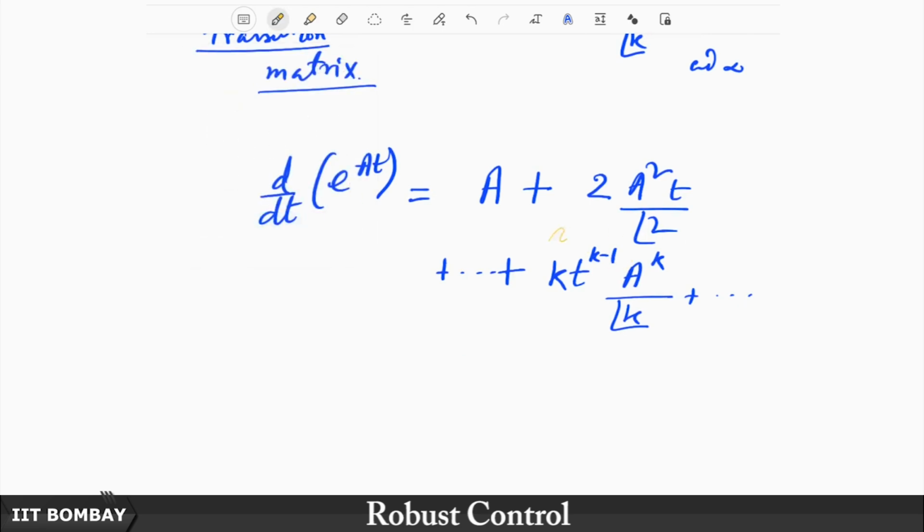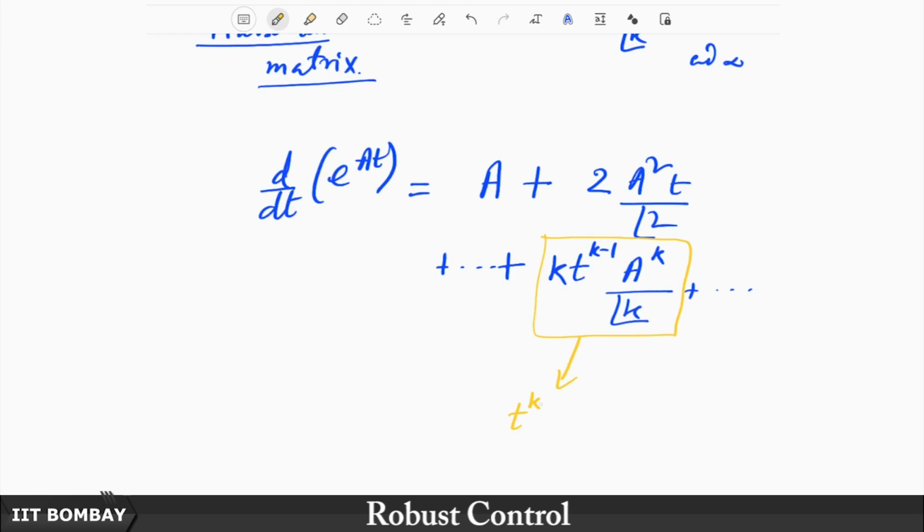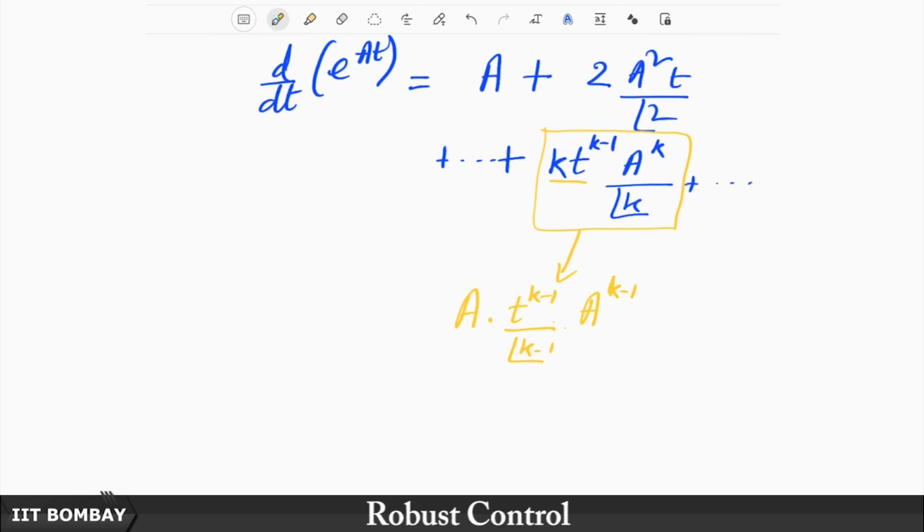If you focus your attention just on this term, what can I write this term as? I can write this term as t to the power k minus 1. Let me pull out the k outside, A outside, one of these A's outside, because after all this is just a scalar, right. So, I can obviously commute the multiplication of a scalar with a matrix. So, a scalar times a matrix is equal to the matrix times the scalar. So, I can just play around with this, and this k I am going to cancel out with this factorial k, so that I am left with only factorial k minus 1 below and A to the k minus 1, right.